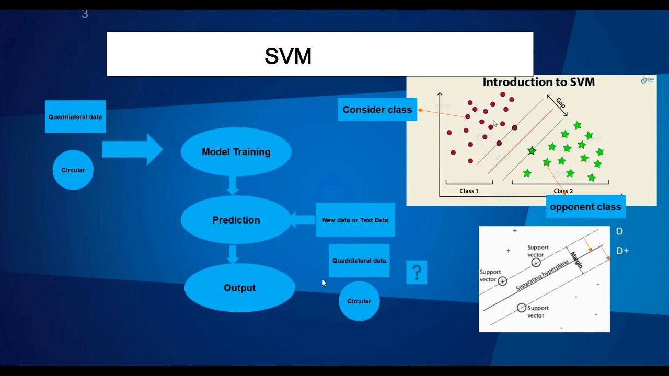So now the question is why it is called a support vector. So what is the support vector? Support vectors are the points on the basis of which we are drawing these two lines. So that we call a support vector.